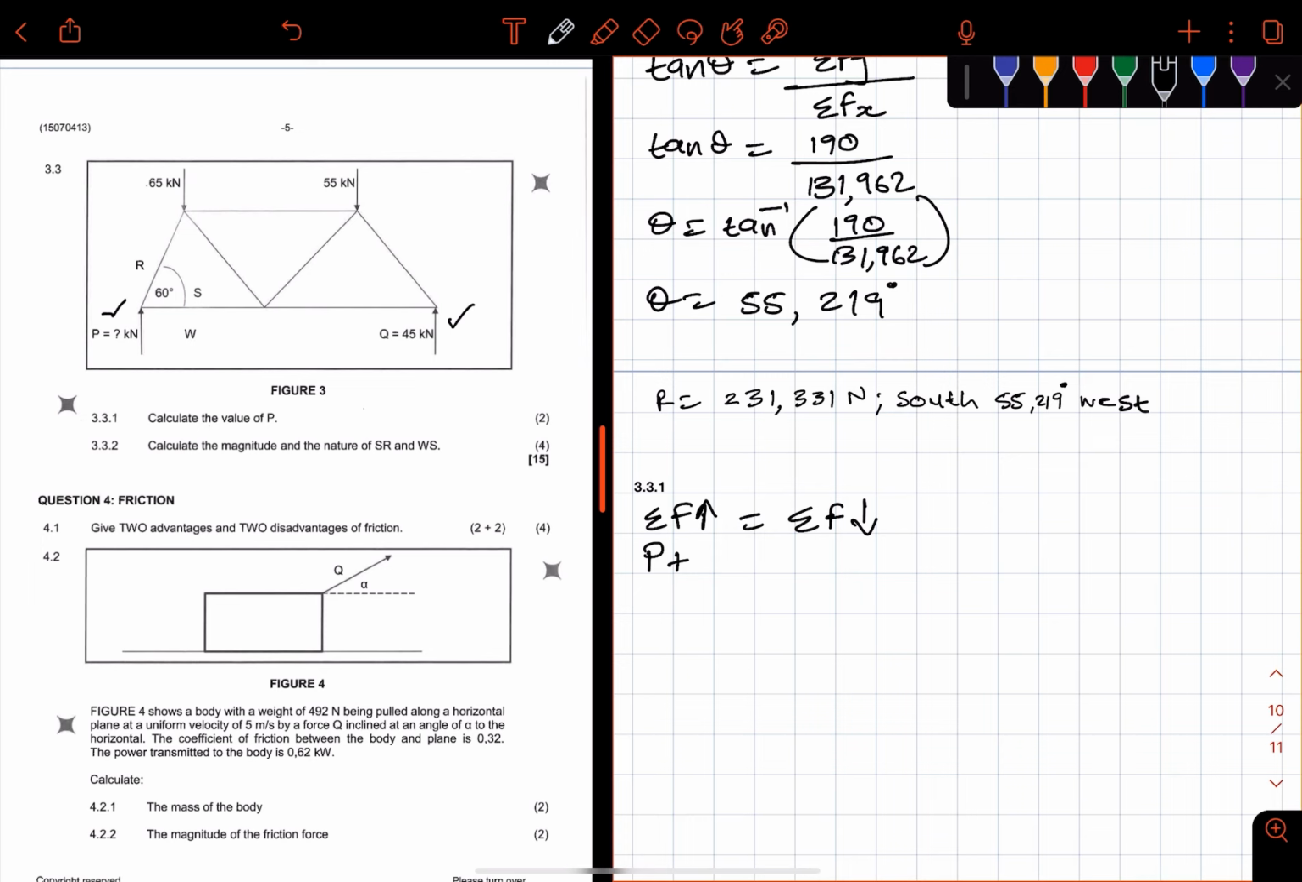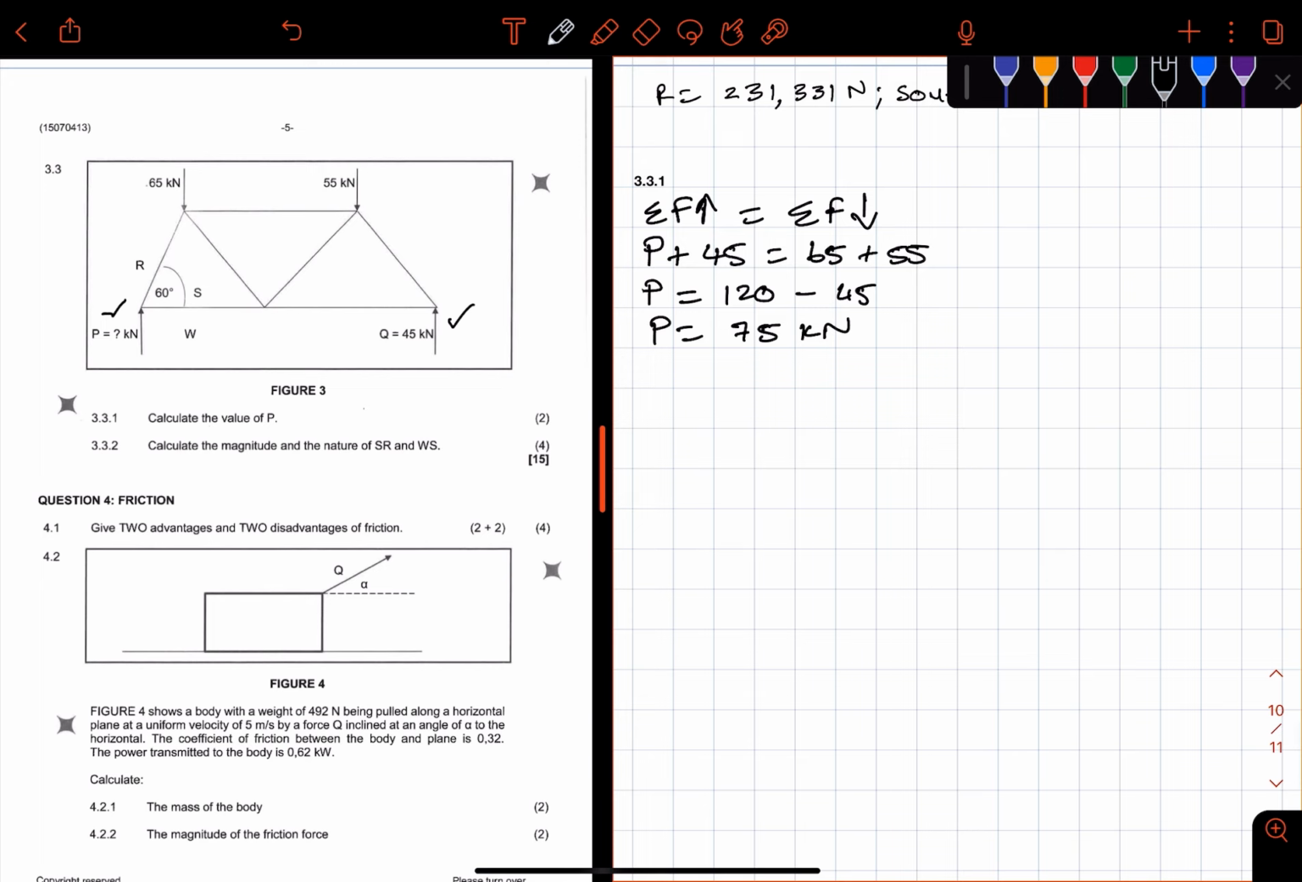So we have P plus forces going up and Q. Q's magnitude is 45 kilonewtons, which is equal to forces going down, which is 65 plus 55, right? Therefore P is equal to what? So we're going to take 45 to the other side. 65 plus 55 is 120, minus the 45. Therefore P is equal to 75 kilonewtons, right? So we now have the value of P. Easy 2 marks, right?